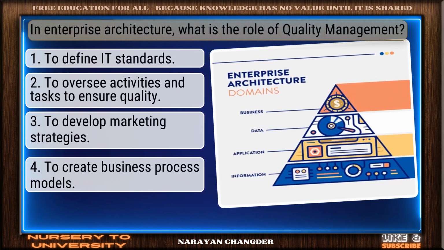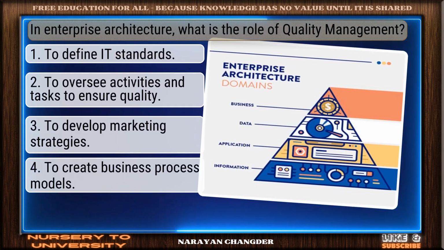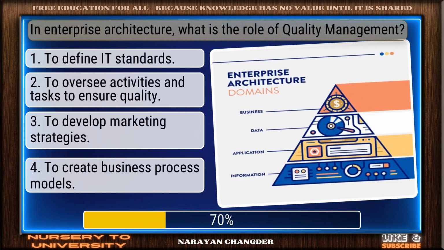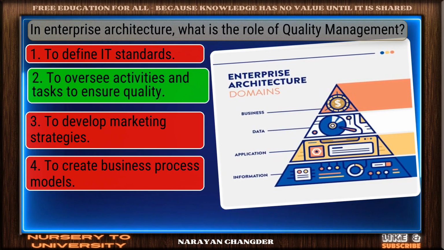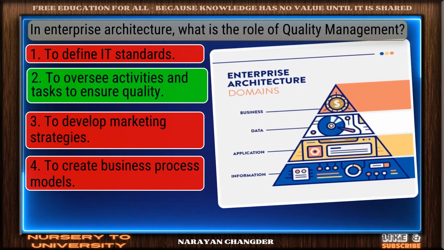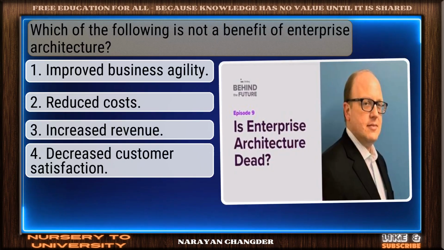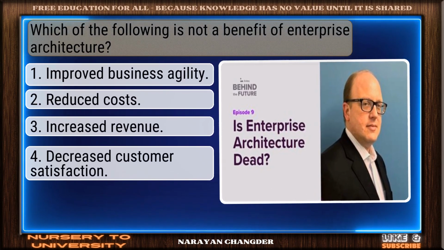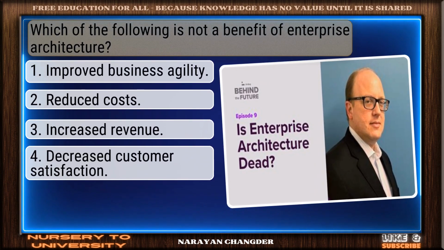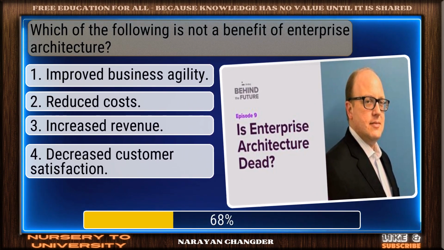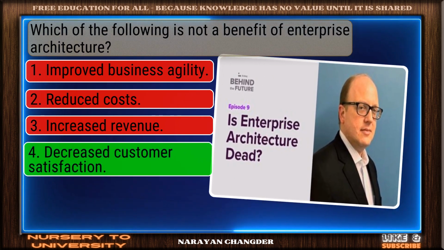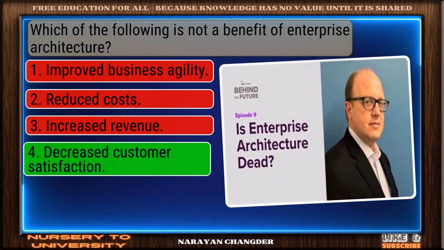Question number 29. In enterprise architecture, what is the role of quality management? Smart move. To oversee activities and tasks to ensure quality is an accurate answer. Question number 30. Which of the following is not a benefit of enterprise architecture? Sharp thinking. Decreased customer satisfaction is the right choice.